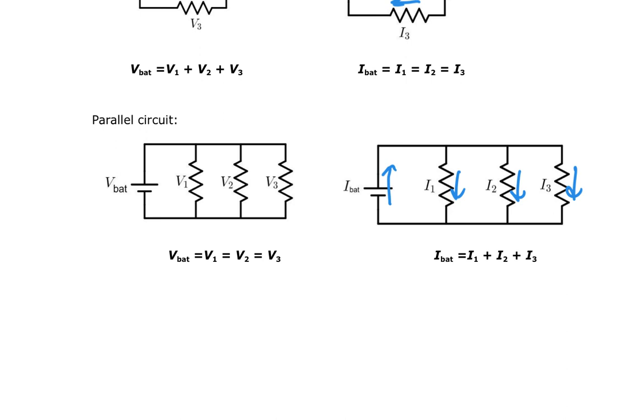Okay, so we're going to use all of this information in addition to Ohm's law, and we're now going to be able to figure out everything we could possibly know about a circuit based on just a couple of measurements. So let's take a look and see how this works.